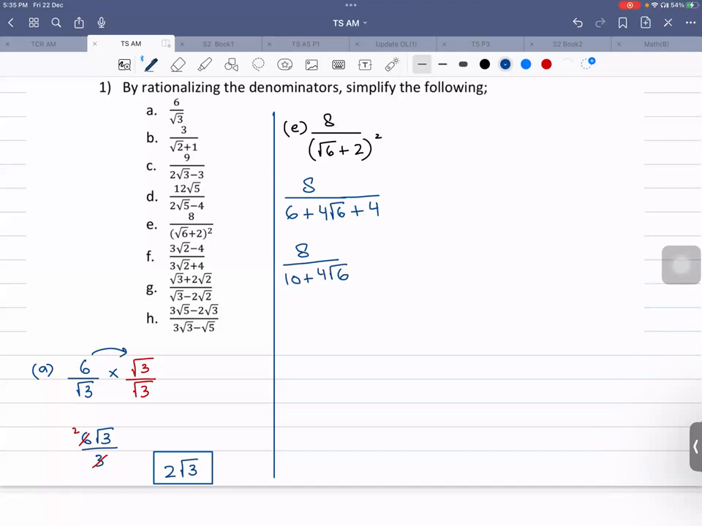Should I rationalize now? Sir, couldn't you simplify this by dividing all the things by 2? Yes, this is what I wanted to know. I'm going to take 2 common from the numerator and take 2 common from the denominator and simplify it to 4 upon 5 plus 2 root 6. Now we should rationalize.